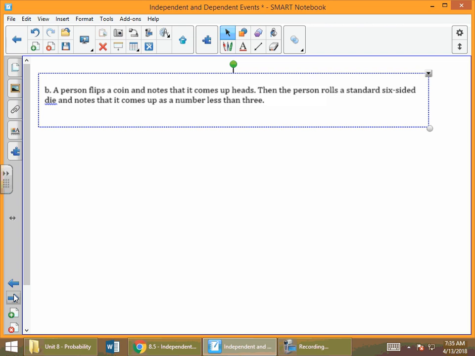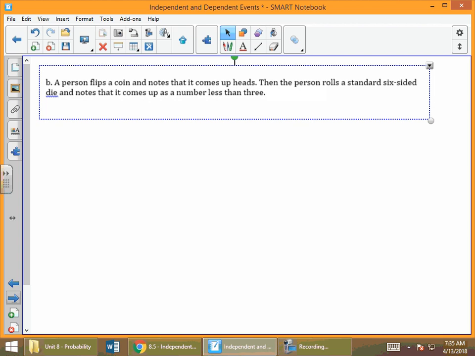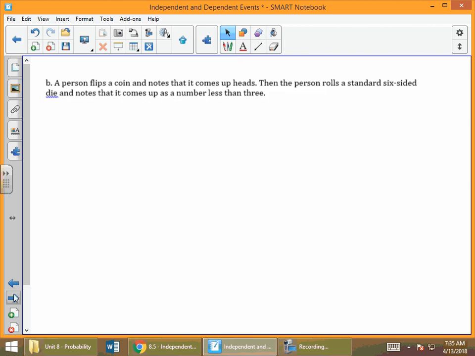Now we take a look at B. It says a person flips a coin and notes that it comes up heads. Then the person rolls a standard six-sided die and notes that it comes up as a number less than 3. Well, if we think about it, to determine whether or not these are dependent or independent.